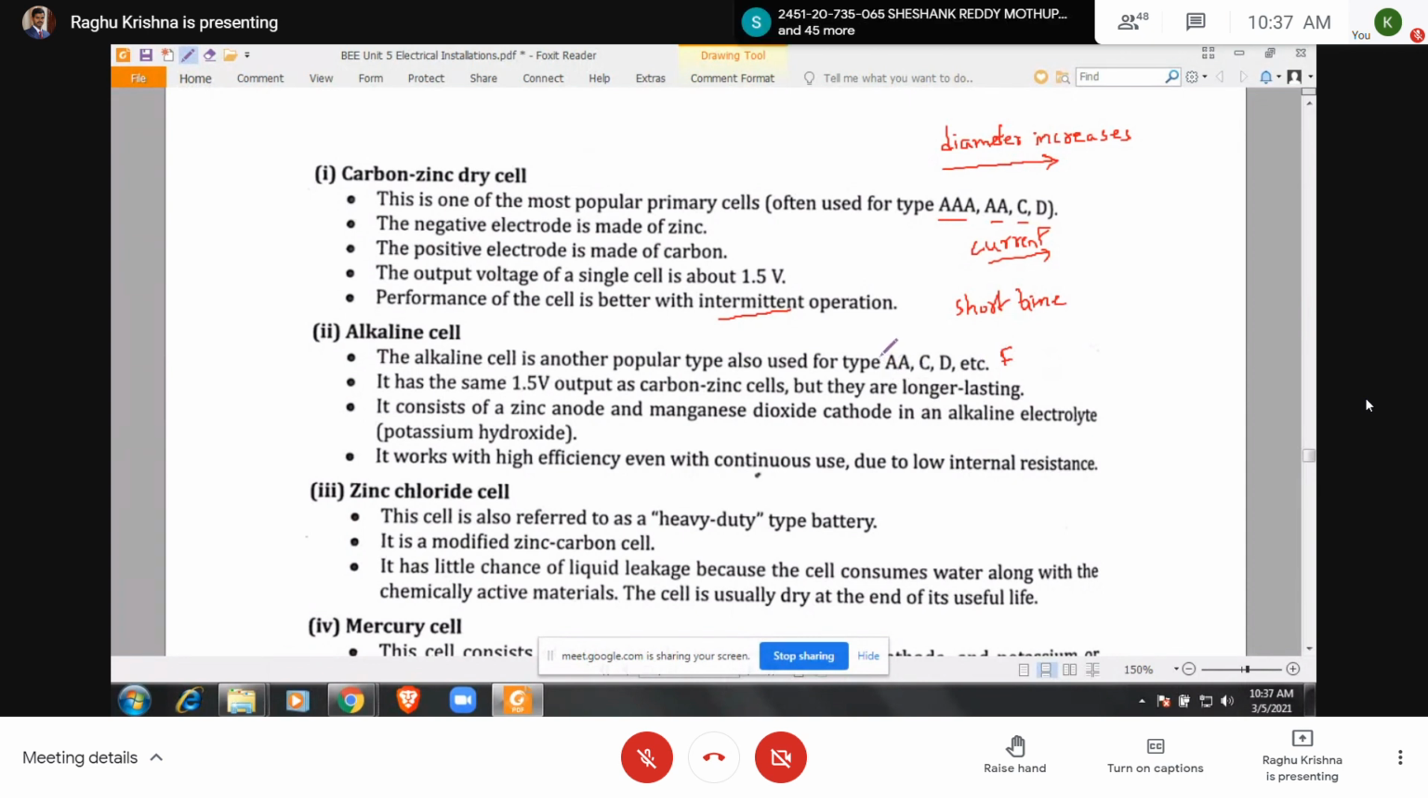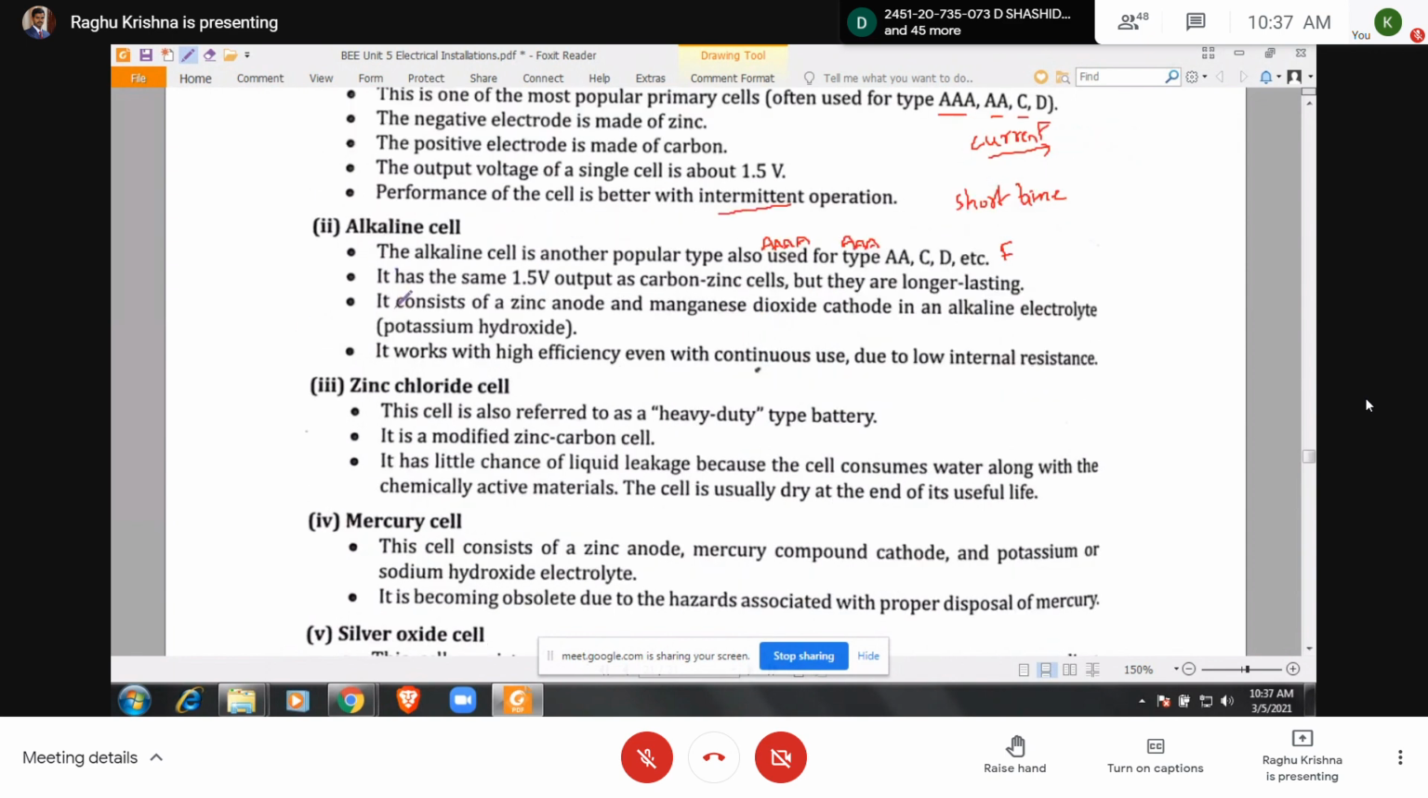So here, below this AA, you have AAA. Nowadays, 4A batteries are also there. 4A batteries, AAA batteries, AA batteries, C type, D, and F. So these are the types of the cells available. Here the diameter increases from 4A to F.